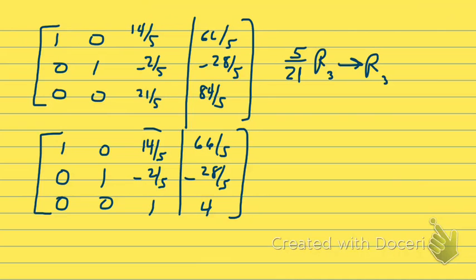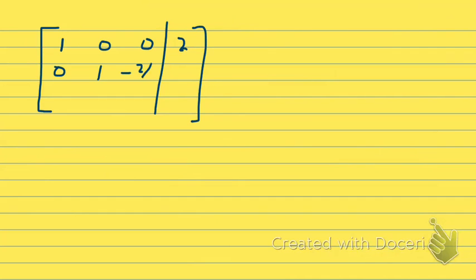Let's work to get a 0 here. To get a 0, we need a times row add, the opposite of 14/5, -14/5. Let's multiply -14/5 times row 3, add it to row 1, and this will replace row 1. The result of this operation is 1, 0, 0, 2. Oh, that looks so much better. Then we still have 0, 1, -2/5, -28/5, and 0, 0, 1, 4.